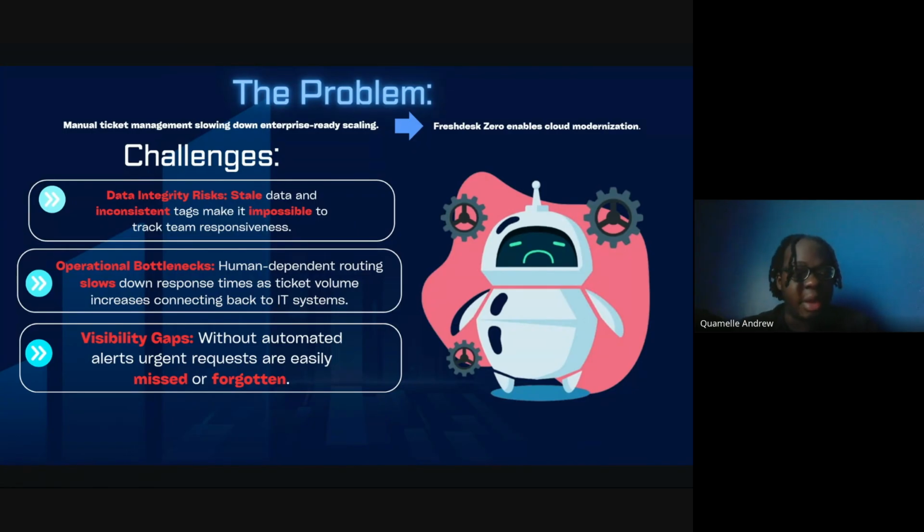The challenges could be data integrity risk: stale data and inconsistent tags make it impossible to track team responsiveness. Operational bottlenecks: human-dependent routing slows down response times as ticket volume increases. Connecting back to IT systems, visible gaps without automated alerts: urgent requests are easily missed or forgotten.